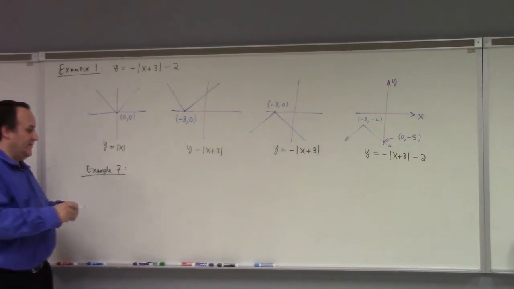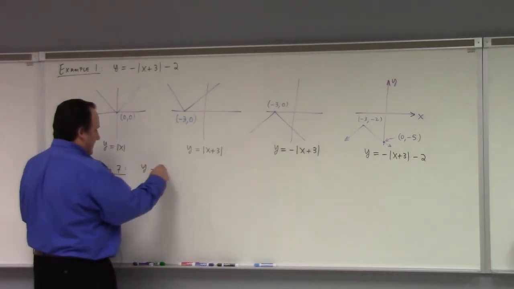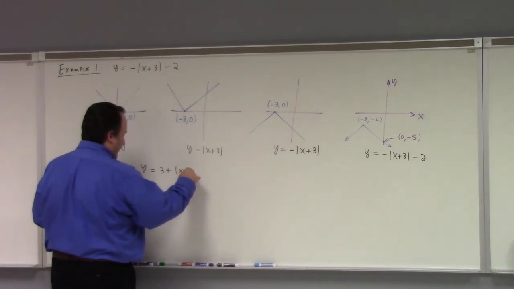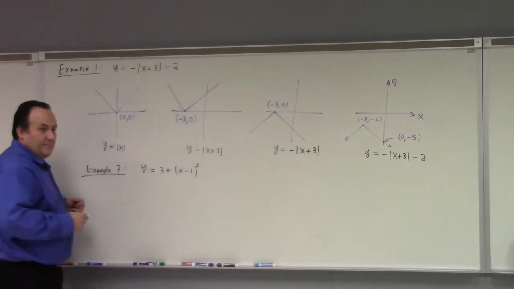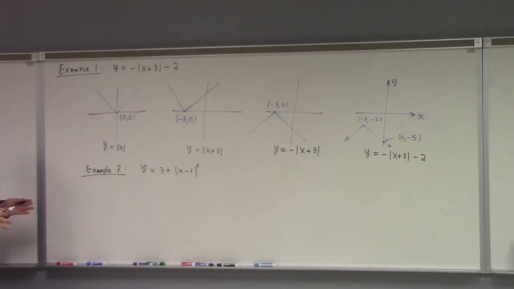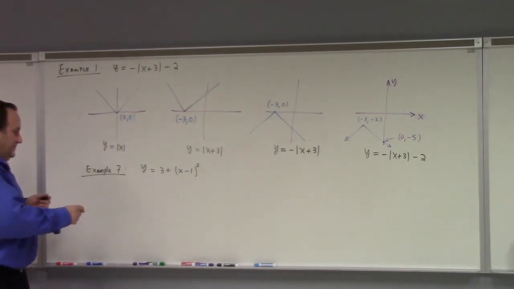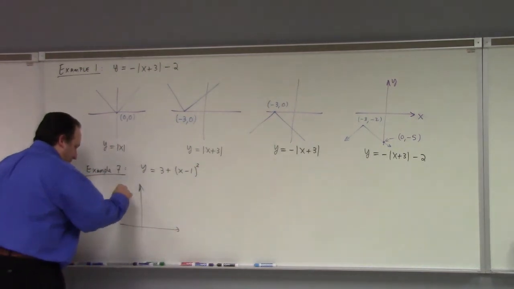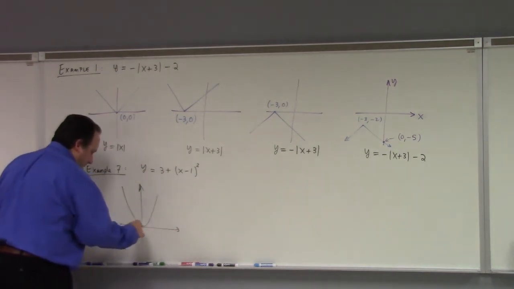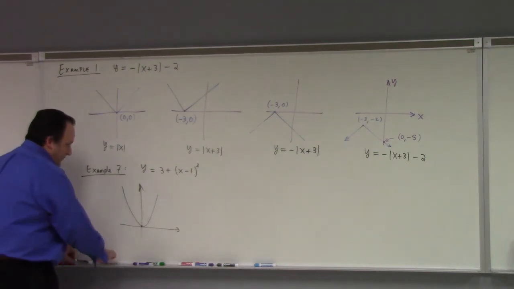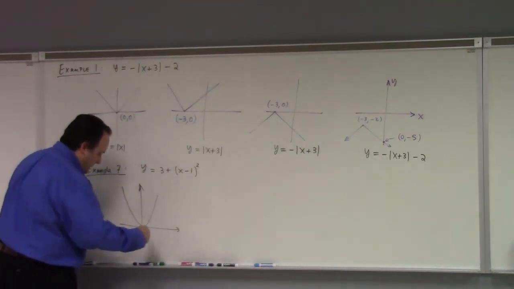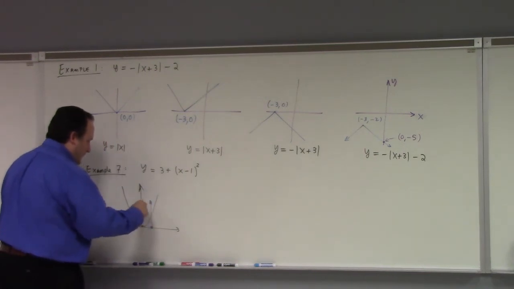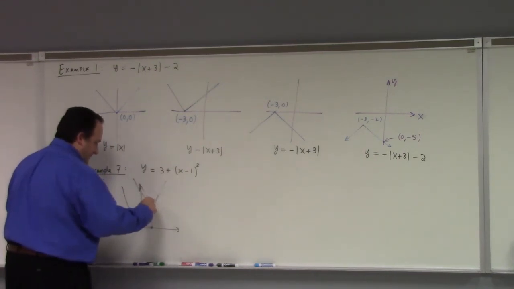Think about this. I have y equals 3 plus (x minus 1) squared. So what is this? I'm going to do it all in one. We start with y equals x squared, which is this, right? And then we're going over 1, and then up 3. So the graph is basically this.